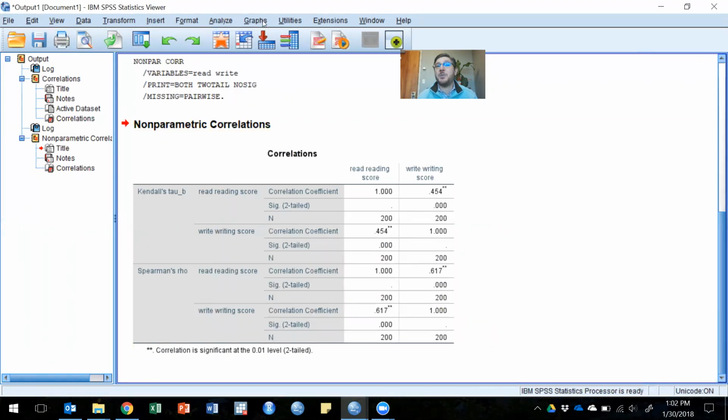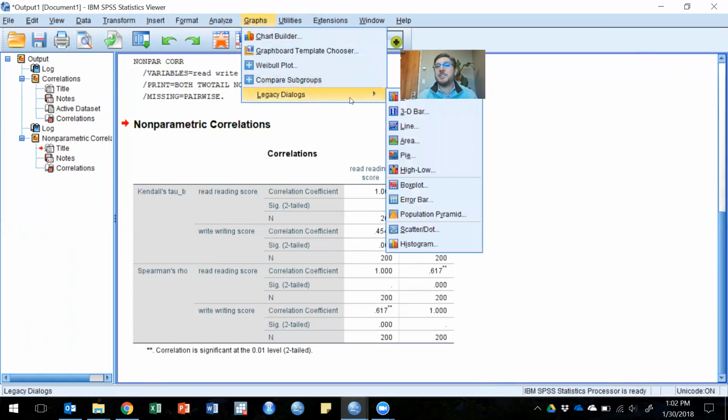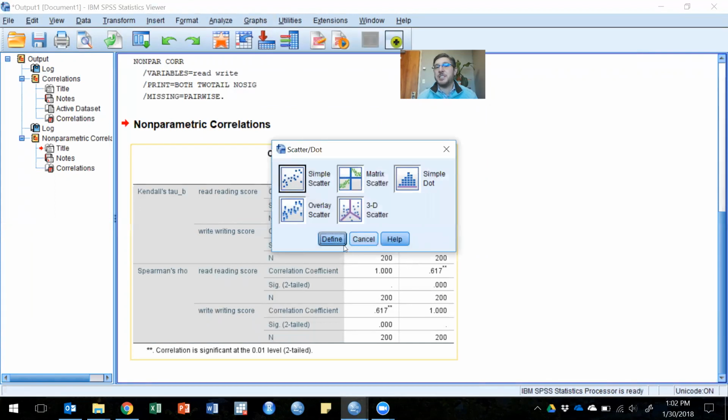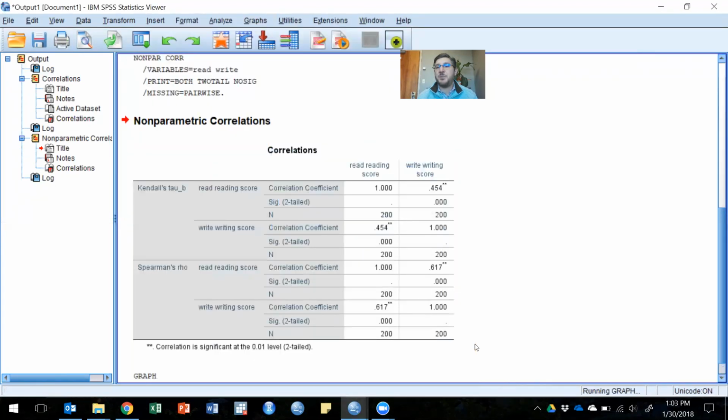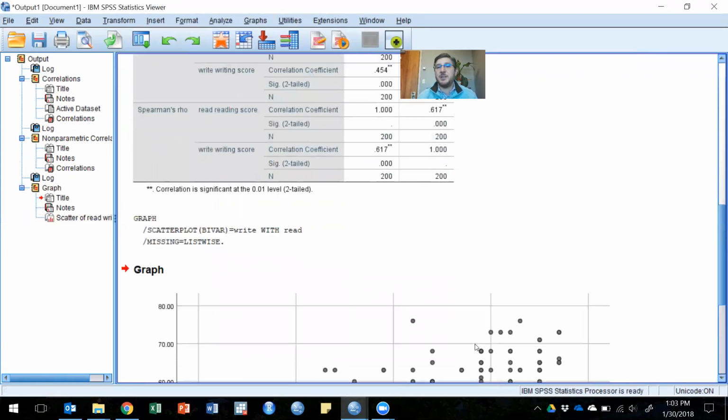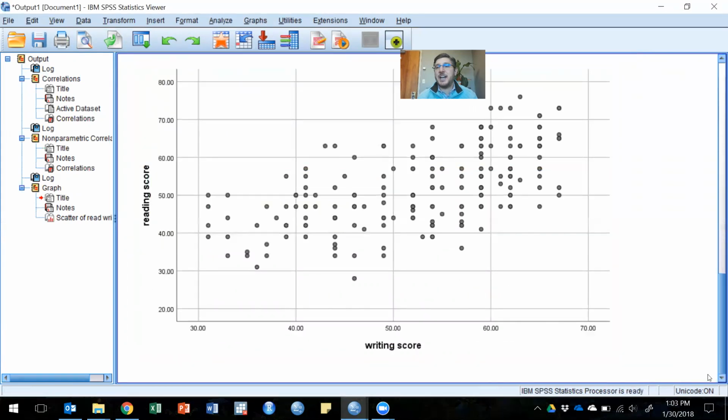To get the scatter plot, you would go to Graphs, Legacy Dialogs, Scatter/Dot. We just want a simple scatter plot. We typically will graph our dependent variable, what variable we want to predict, on our y-axis. Say we want to predict reading scores from our knowledge of our writing scores. We would graph reading on the y-axis and writing on the x-axis. We'd say OK. Then we would get this nice scatter plot.